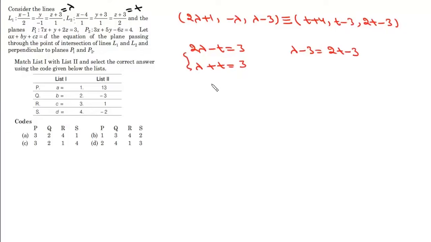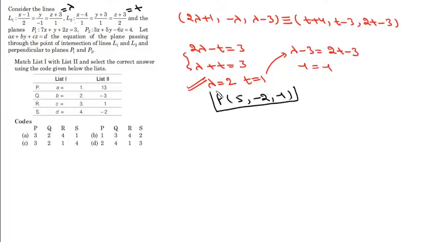Now if we add them, we'll get lambda is 2, and if we put lambda as 2, we'll get t as 1. Now we need to verify this third equation. So if we put lambda as 2, we'll get minus 1, and here it will be minus 1. So that means these two lines will intersect, and their point of intersection will be given by either putting the value of lambda or the value of t. Now this is 5, minus 2 and minus 1. So these two lines will intersect at this point, 5, minus 2 and minus 1.